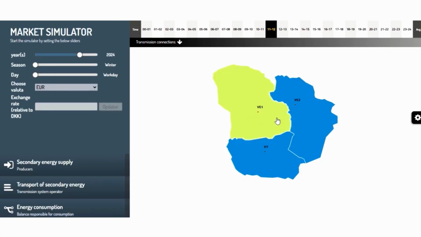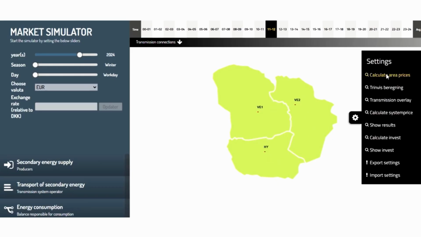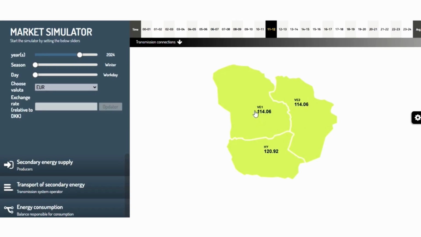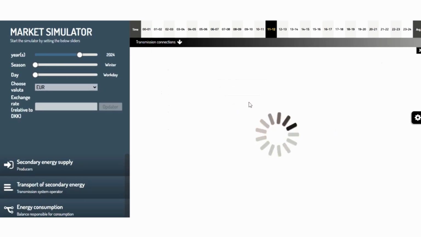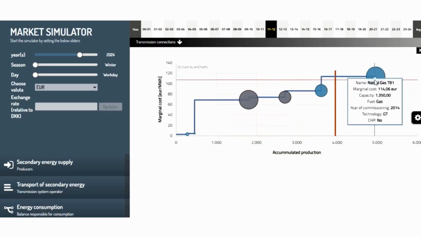And then we should make a calculation here on the 3 areas, and we should calculate the area prices. So that is what we're doing here right now. And here you can see the area prices in the 3 areas. We should also find the price setting unit in the 3 areas. We do that by right-clicking here, and then we can see the unit.